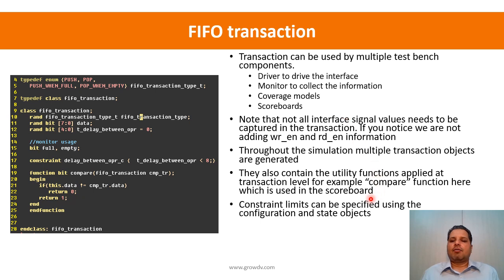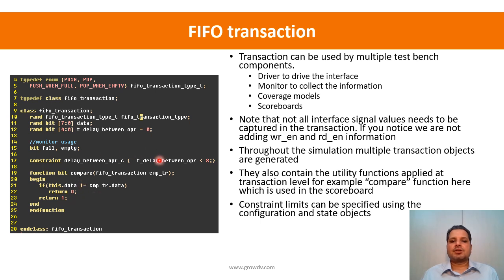And we have seen that we can also put the utility functions, like compare, which gets used in the scoreboard. The constraints limit that we were specifying over here can potentially use the config and the state object that we had created. Those are the global objects here. Of course, we have not used them, but we can also use them inside the transaction object to bias the stimulus that gets generated, right?